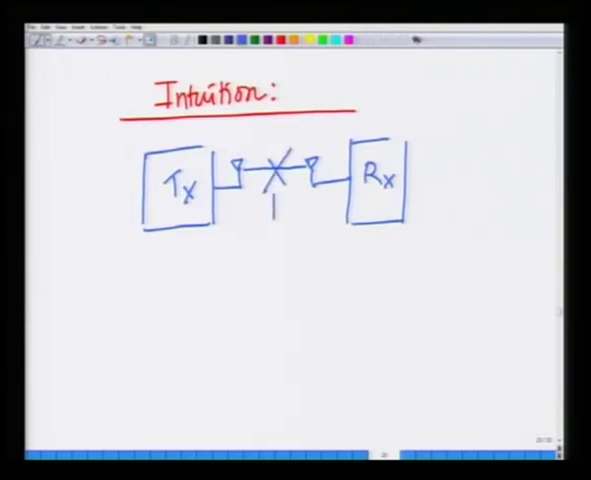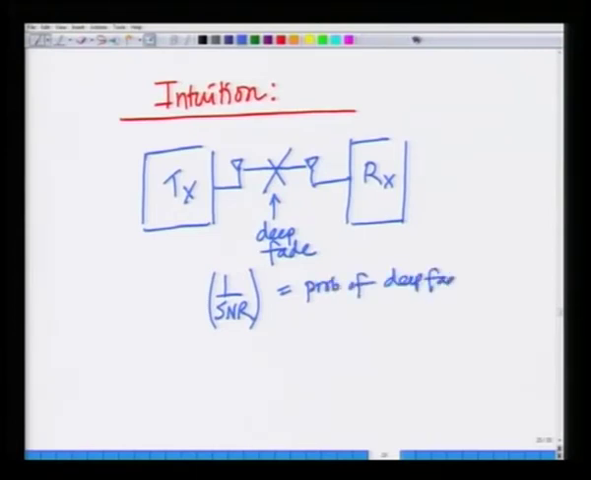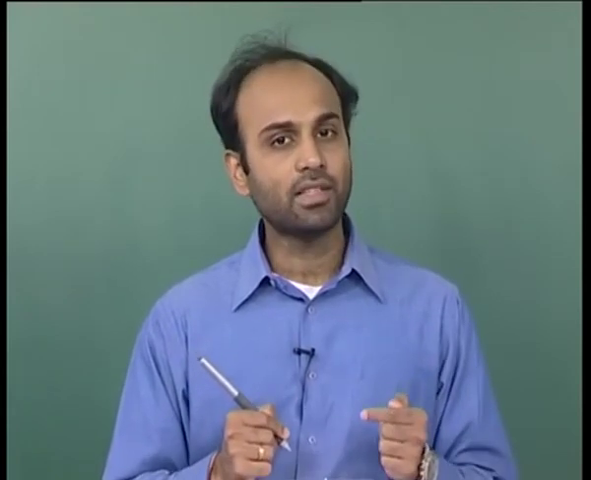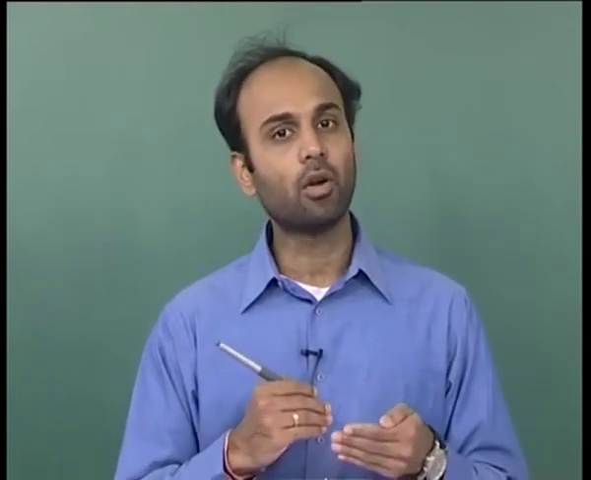If this link was in a deep fade, then the bit error rate is high, and the probability of deep fade of this single link is 1 over SNR, which is also the bit error rate. We said in a system with one receive antenna and one transmit antenna, there is a single link, and if this link is in deep fade, then the bit error rate is high. The probability with which this single link is in a deep fade is 1 over SNR, hence the bit error rate is 1 over SNR.